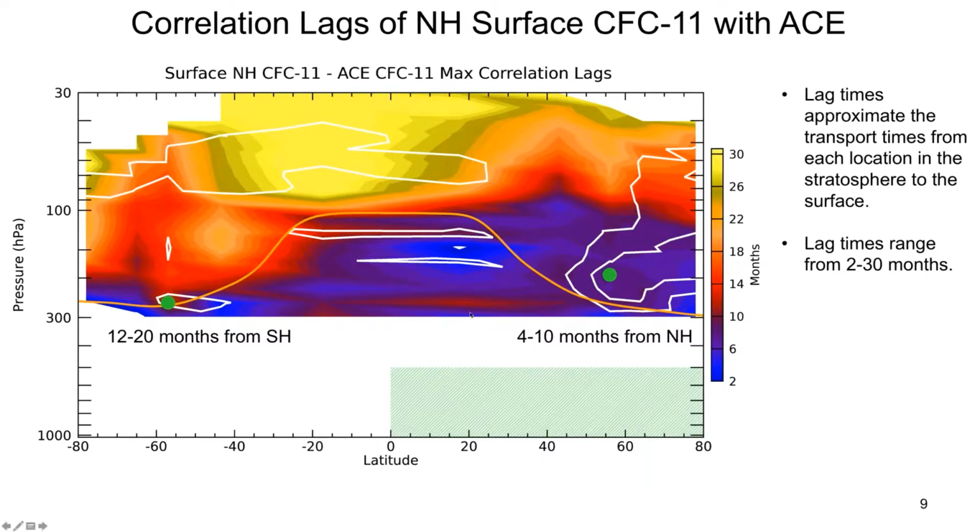You can see in the north, the transport times to the surface are relatively short, 4 to 10 months from this lowermost stratosphere region to the northern surface. And from the opposite hemisphere, it's roughly 8 to 10 months longer. That's consistent with what we'd expect of the interhemispheric transport time within the troposphere itself.